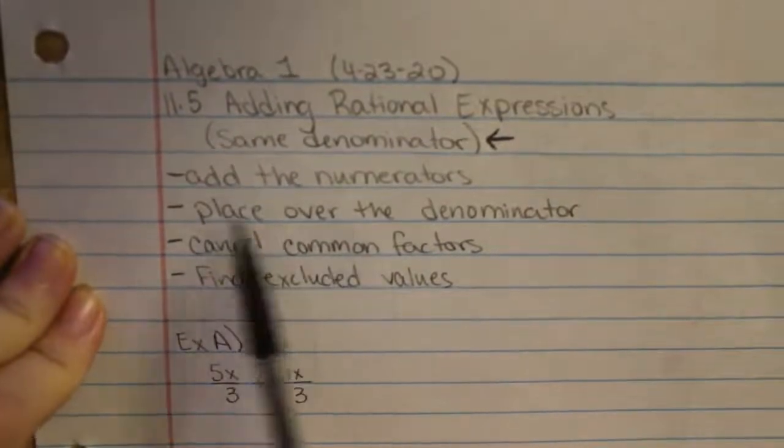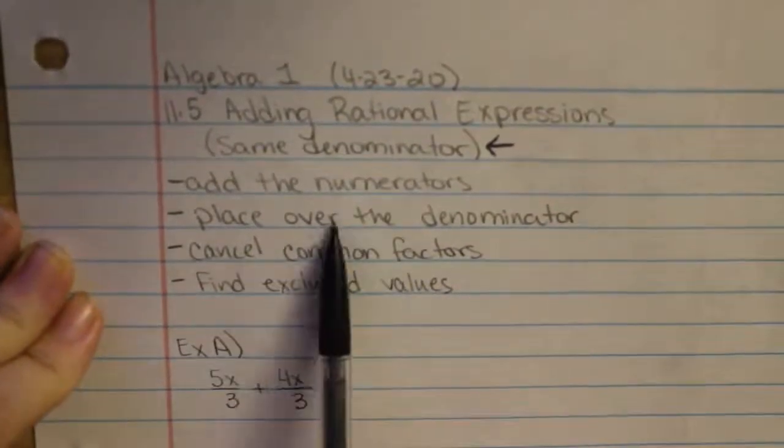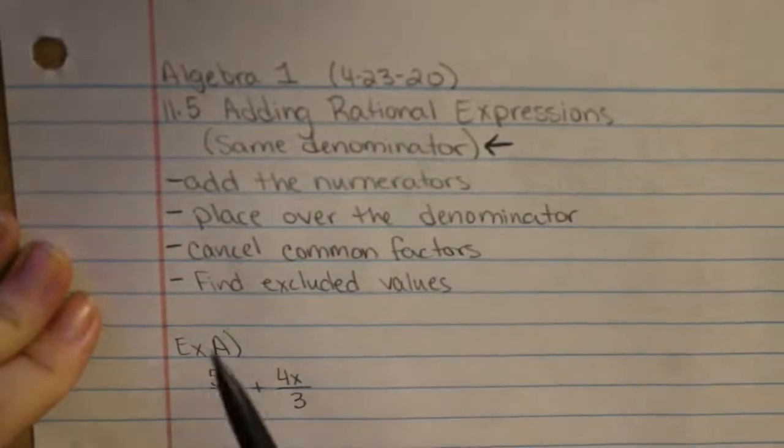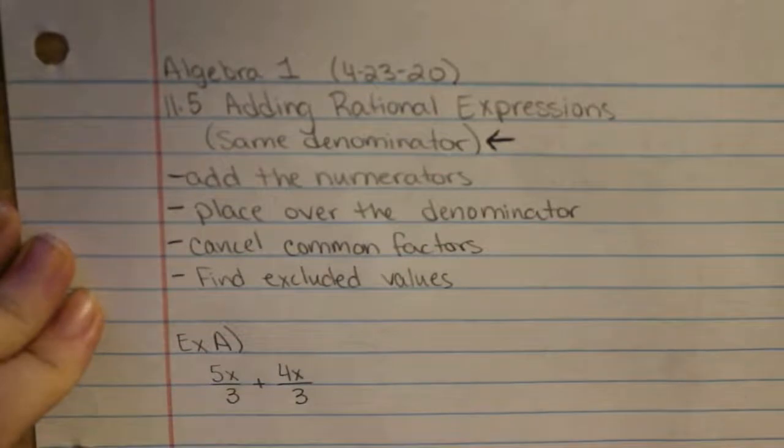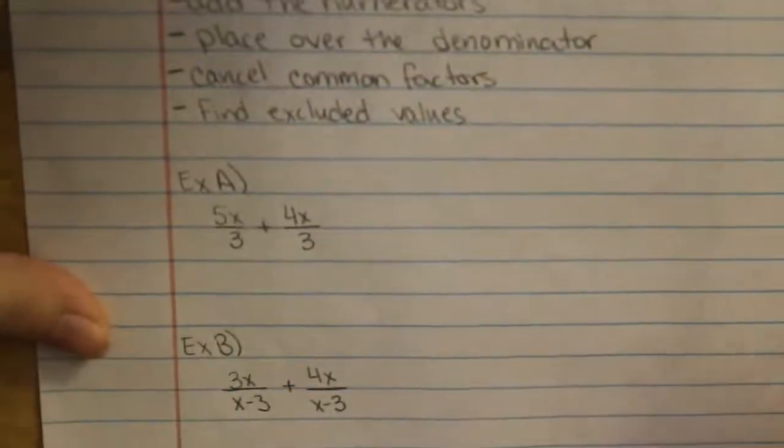So the first thing we're going to do is add the numerators and place them over the common denominator. Then we're going to cancel out any common factors if there are any, and we're going to find the excluded values. So let's move on to example A so I can show you that.